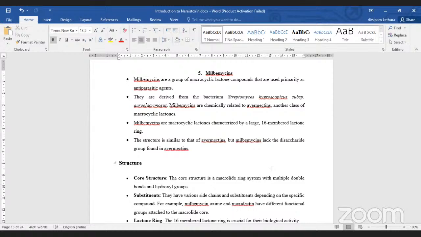Just to have a glance, I want to give you the summary of these things. Then we'll enter into the rest of the molecules which we have to study under unit 10. Coming to nereistoxin, which we studied yesterday, it is a naturally occurring poison isolated from the marine annelid Lumbriconereis.